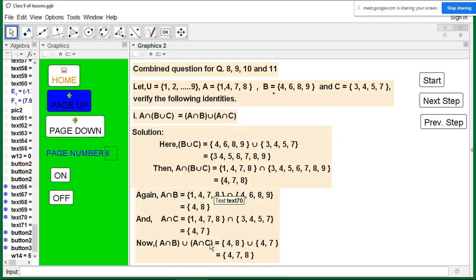In this way we can find the relation, or we can verify the relation, dear students. We can verify the relation A intersection B union C equals A intersection B union A intersection C, because we get the same result from both relations. In this way you can perform your tasks which are given in question number 8, 9, 10 and 11.